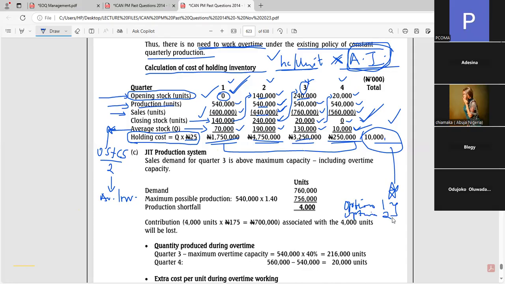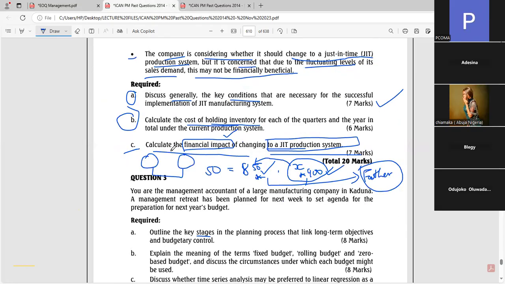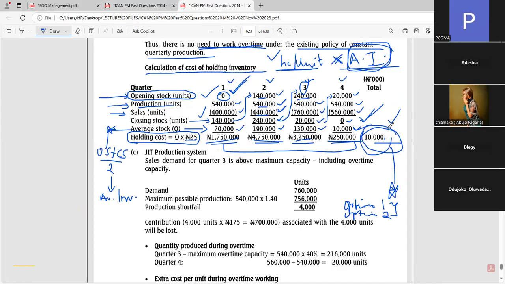So I told you the question is saying calculate the financial impact of changing to just-in-time production system. You ask yourself, just-in-time production system, you are changing to it. What are you operating now? What you're operating now is not just-in-time. So what is the financial impact of what you're operating now? The financial impact, assuming you are keeping warehouses and closing stock, means you are going to spend 10 million naira as holding cost, because you want to keep a warehouse.